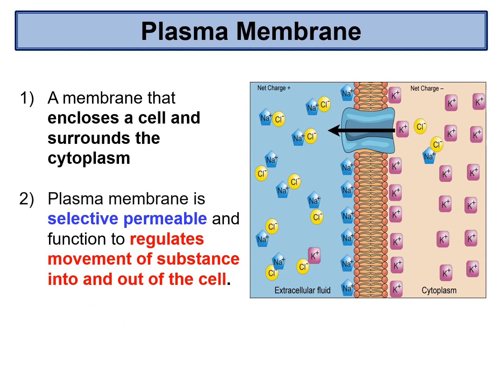Let us discuss the components of the plasma membrane or cell membrane. But before that, what is a plasma membrane? The plasma membrane is a membrane that encloses a cell and surrounds the cytoplasm. It is selectively permeable, and its function is to regulate the movement of substances into and out of the cell. In other words, the plasma membrane regulates the cell's molecular traffic.